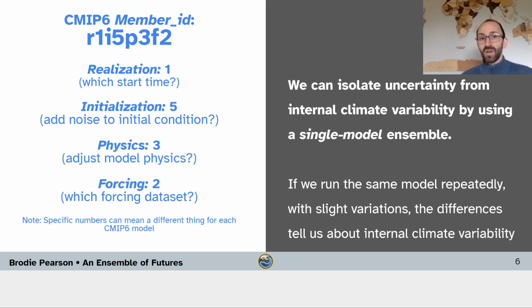Now, the third letter, P, stands for physics. So we can adjust the parameterization or the representations of physics, and which physics we include in the simulation, between ensemble members. And the final letter stands for F, forcing, which essentially means we can use slightly different forcing time series details for each single model ensemble member.